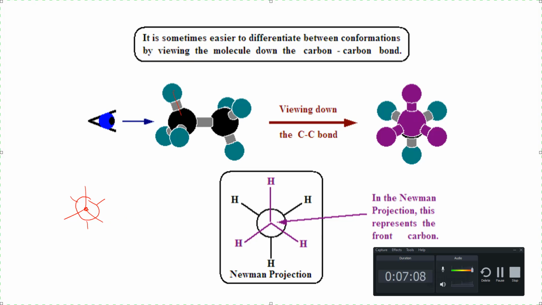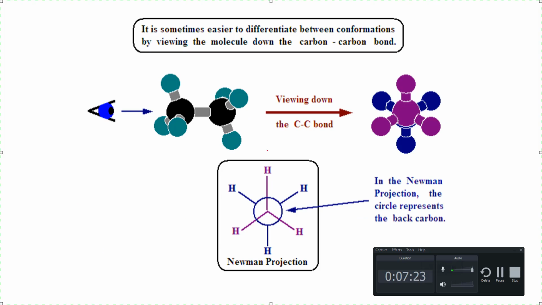And notice, you can tell the front carbon from the back carbon by where the lines intersect. When they intersect, that's the front carbon. When they don't intersect, they're just in the circle, that is the back carbon. So this just shows you the back carbon in dark blue, again showing the hydrogens that are attached to the back carbon, but you don't see their intersection point because it's with the back carbon. So this is how we're going to draw Newman projections to analyze these different conformations of ethane and of other molecules as we work our way through this.